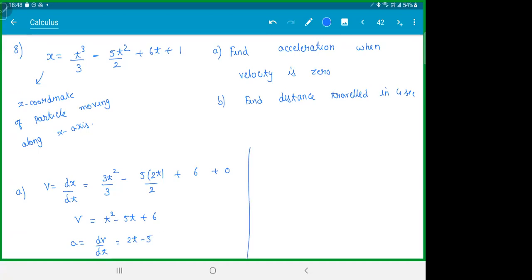So the question is, find the acceleration when velocity is 0. So v, t square minus 5t plus 6, is 0. We get two roots, 2 and 3. So indirectly the question was, find the acceleration at t equal to 2 and t equal to 3. So at t equal to 2 it is minus 1. At t equal to 3 it is plus 1. Check. So you have to just put t equal to 2 and 3 in the acceleration term, and then you get the accelerations from there.